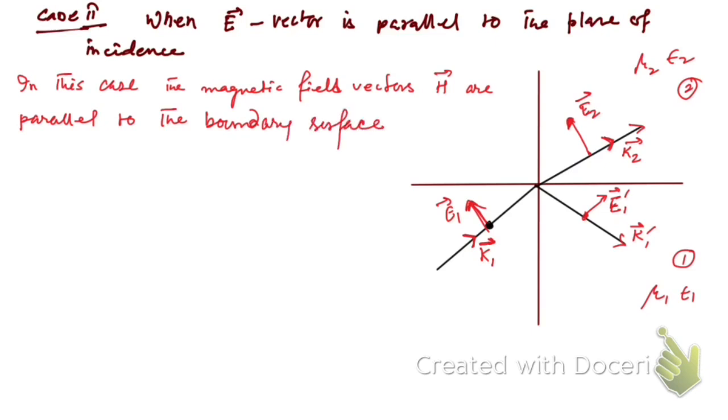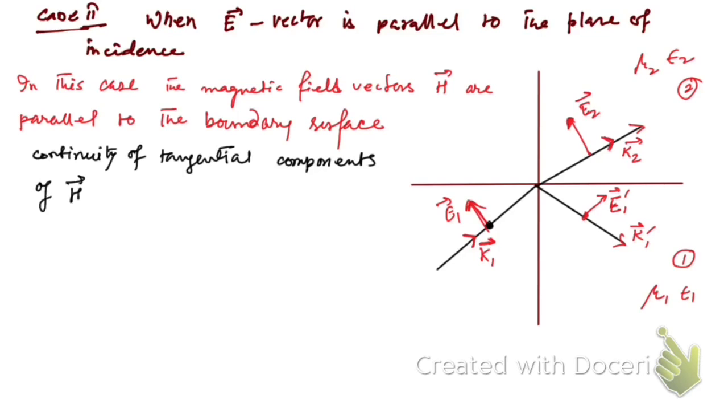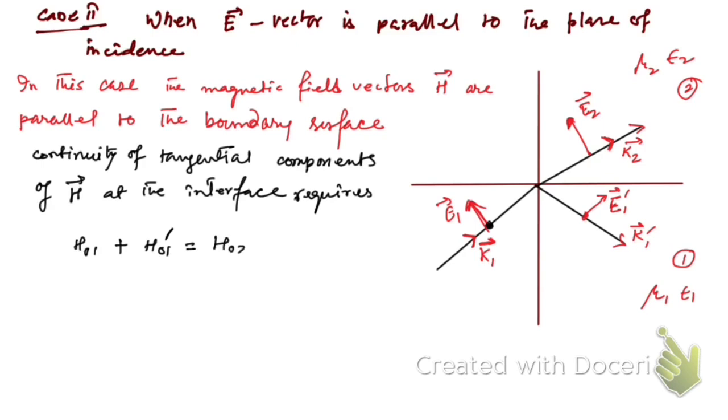Right, so hence continuity of tangential components of the H vector at the interface requires H01 plus H01 dash is equal to H02, right?